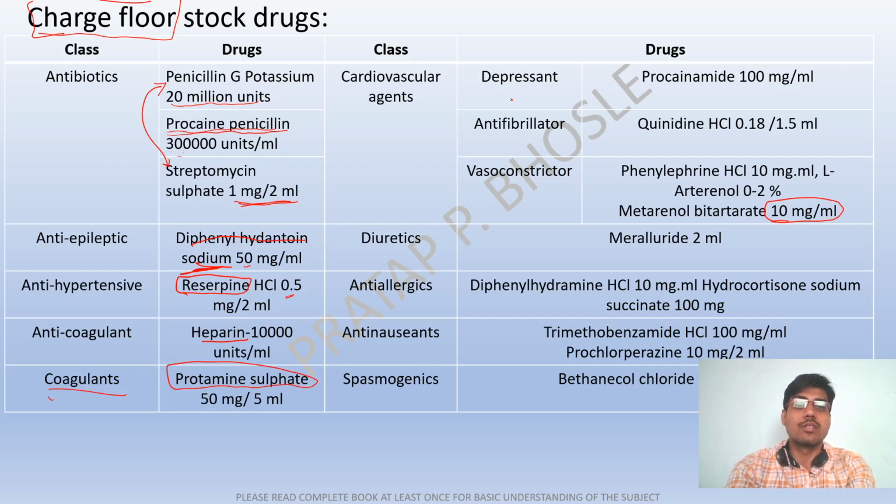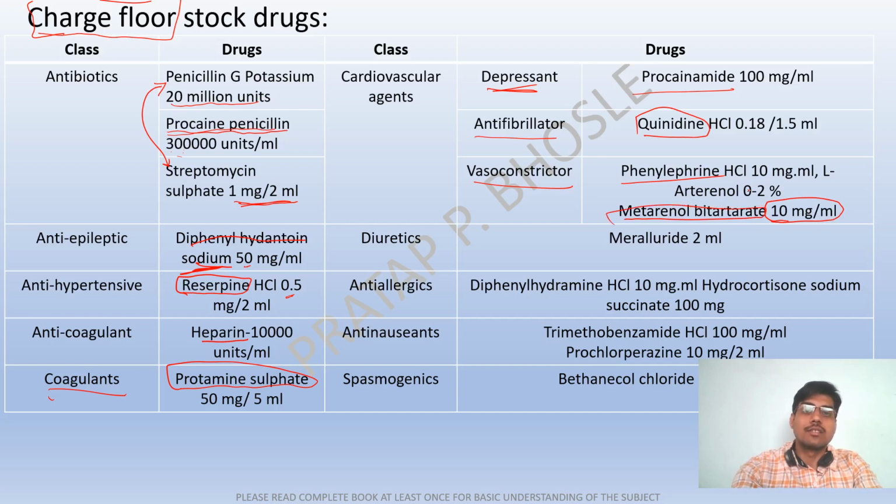Cardiovascular agents, which are those? Cardiac depressant: procainamide. Antifibrillator: quinidine. Vasoconstrictors: phenylephrine, metaraminol bitartrate. All of these are cardiovascular drugs. Diuretics: mesaluride. Important one. We can ask which is the diuretic used in the charged floor stock. Mesaluride. Antiallergics: diphenhydramine hydrochloride and hydrocortisone sodium succinate.